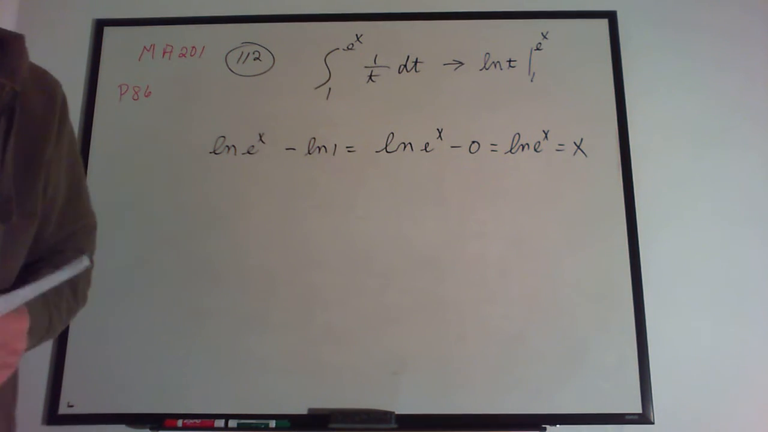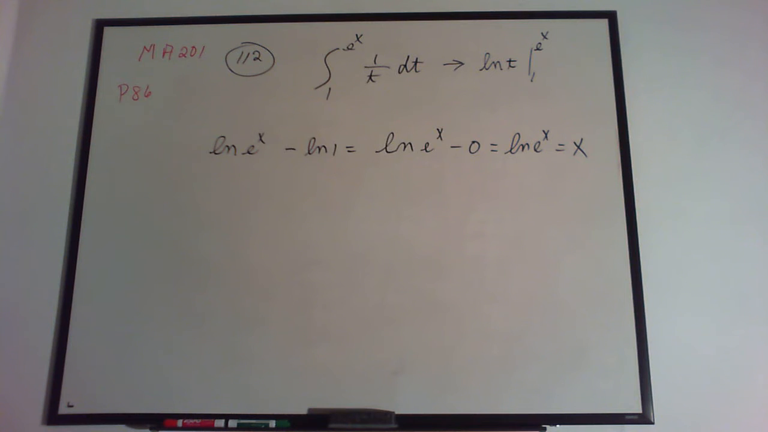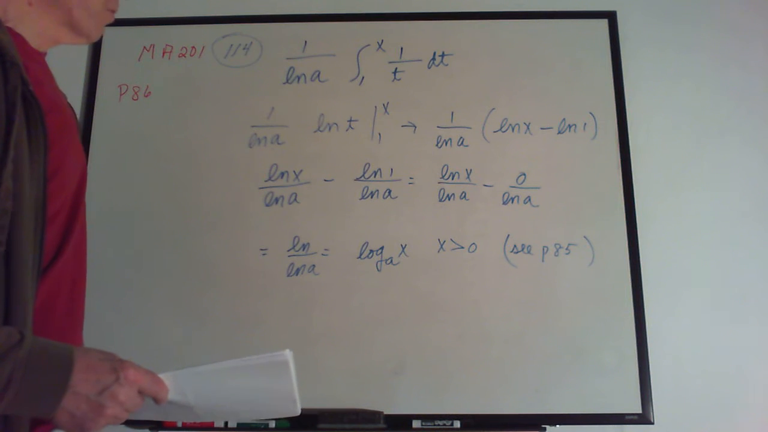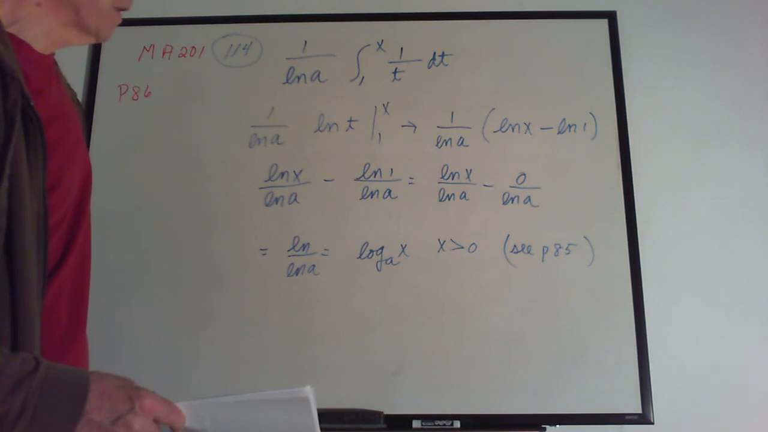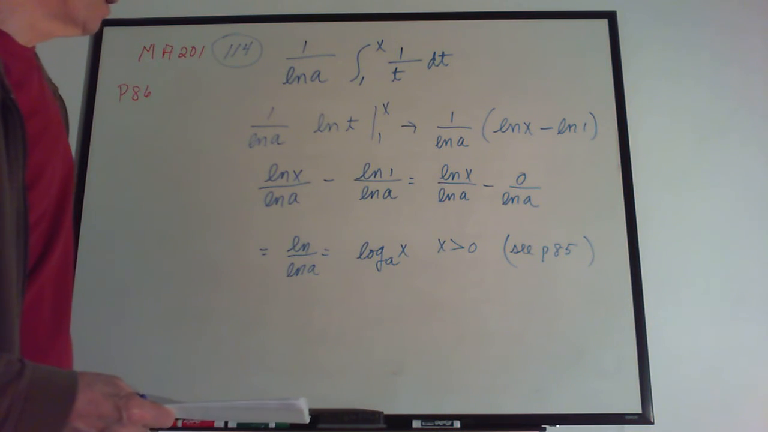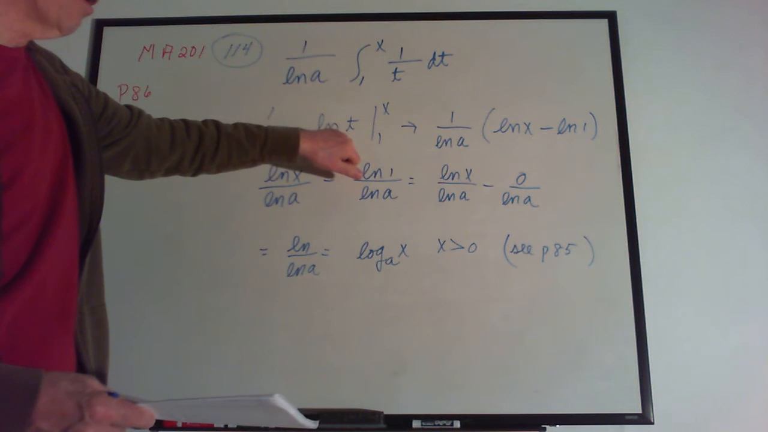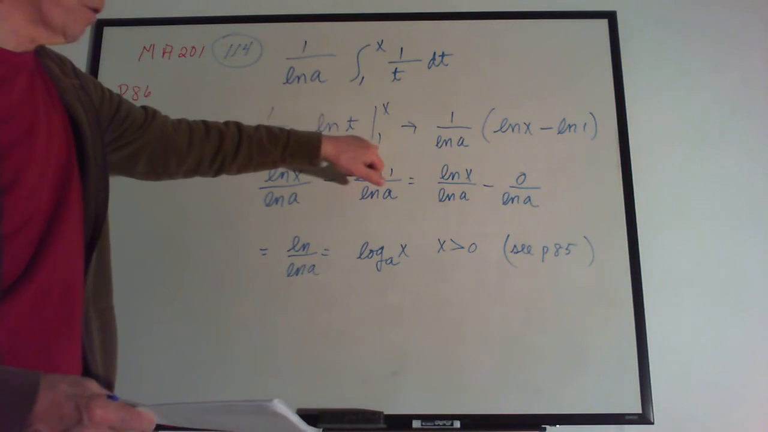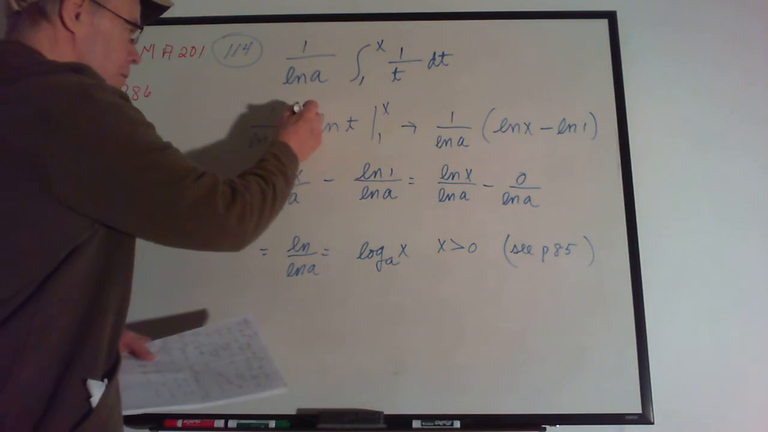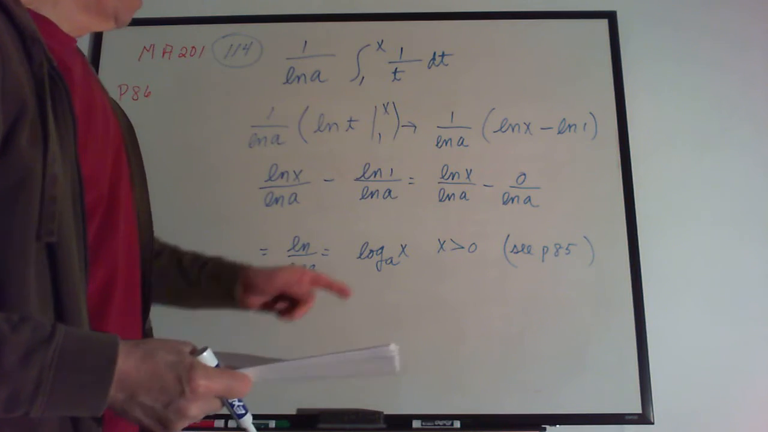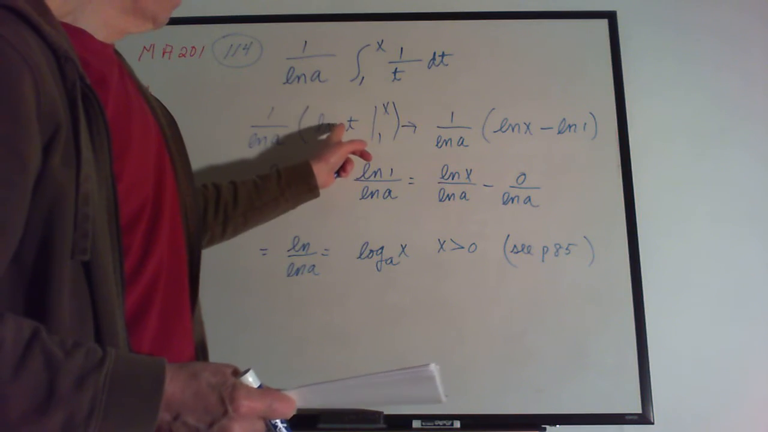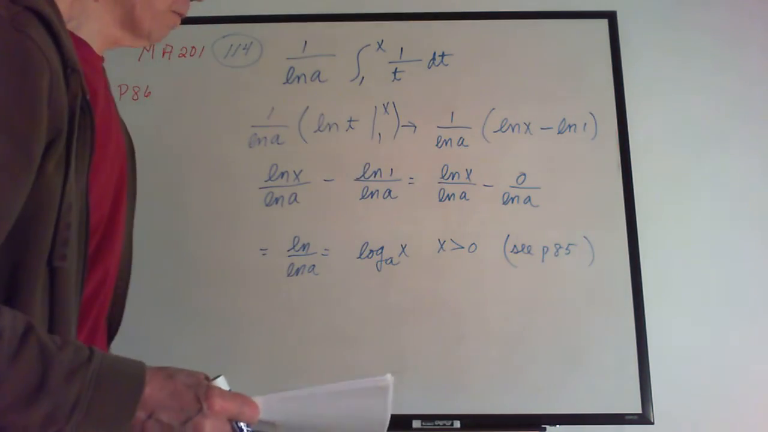So take a look at number 114. All right, so 1 over natural log of a, the integral from 1 to x of 1 over t dt. This is going to give you the natural log of t, and you're going to integrate it from 1 to x. You could actually do this if you wanted to. So it's 1 over natural log of a times natural log of x. You substitute minus natural log of 1.